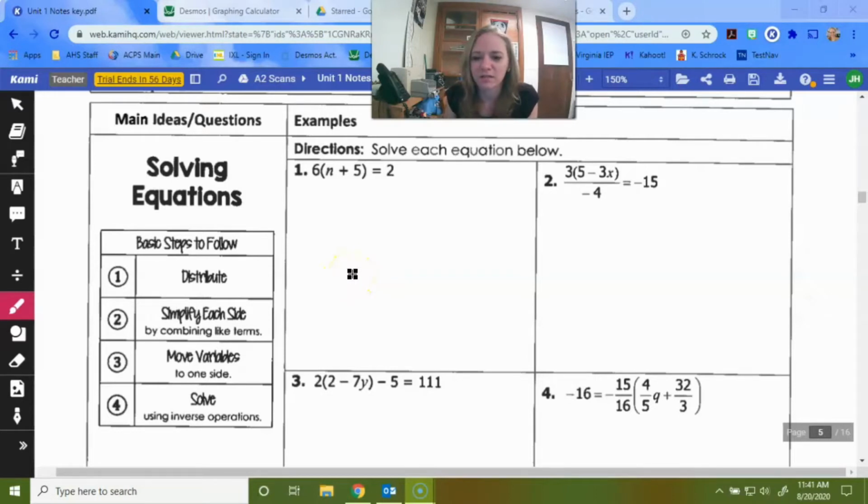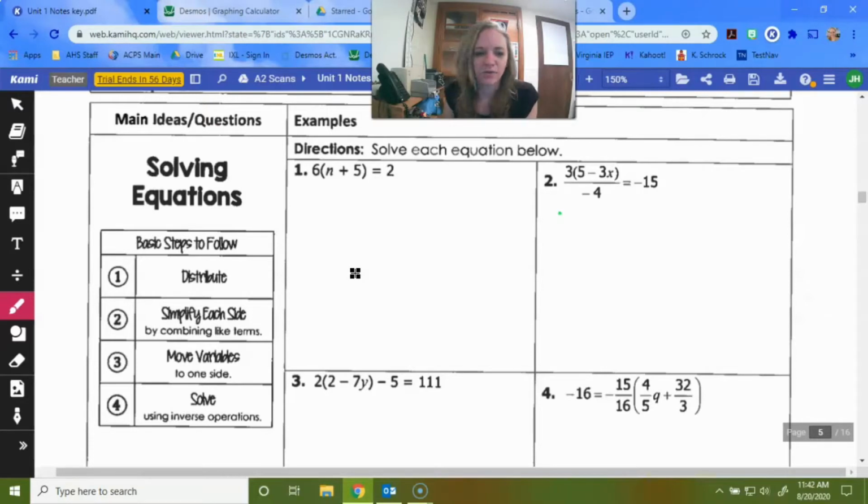Let's kind of start with a different one. Maybe number 2. You're like, oh, what do I do here? Oh, what do I get rid of first? And that would be your denominator. Remember, anytime you see some kind of fraction, you want to get rid of that denominator first. So let's do the opposite. Opposite of divide by -4 is times by -4.